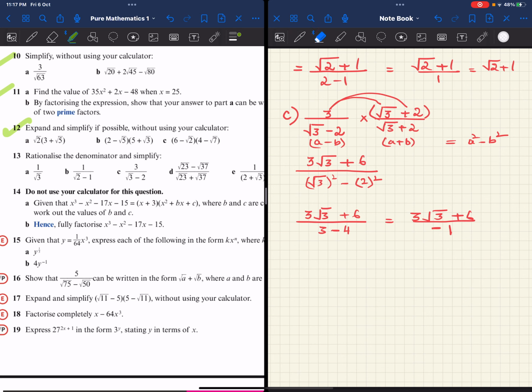Now in some cases the answer is just left as it is, and in some cases the minus 1 is removed, because in mathematics it's not very polite to leave the minus sign in the denominator. So if we choose to shift the minus sign to the numerator, our answer will be minus 3 root 3 plus 6 divided by 1, which in turn becomes minus 3 root 3 minus 6. So that's our final answer for part C.